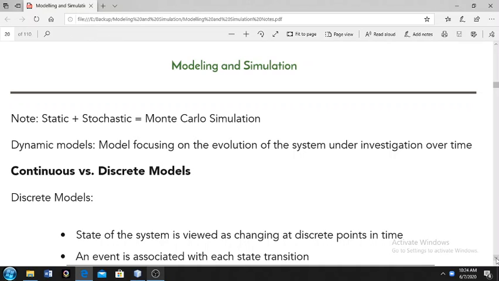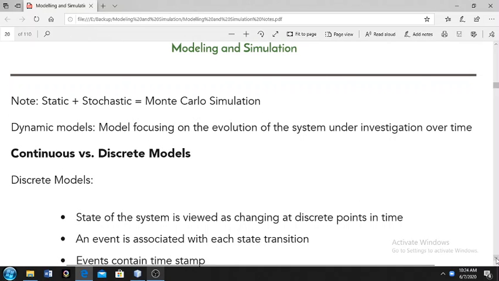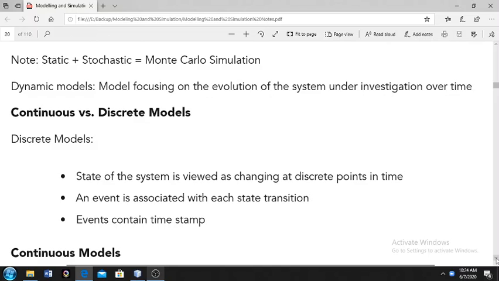static model. Now we say that static plus stochastic simulations are Monte Carlo simulations. Now, dynamic models are models focusing on the evolution of the system under investigation over time. Here time is very important. Time is very important in dynamic models.